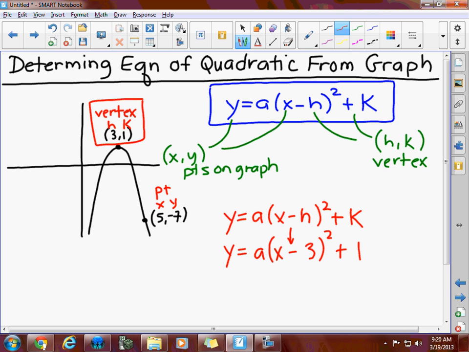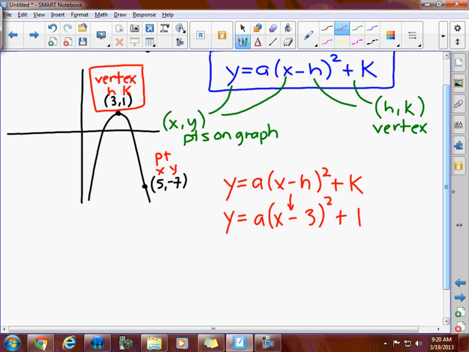The next step is to actually go and put that point into this equation. Now the point is 5, negative 7. So the x value over here is the 5. The y value is the negative 7. It's important you get those in the right spot, otherwise the question falls apart. And now we just put in all the other information that's around that.